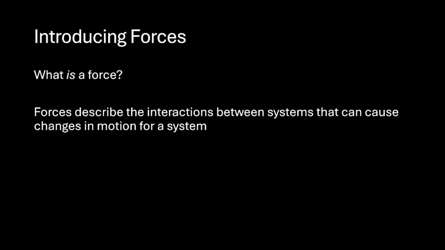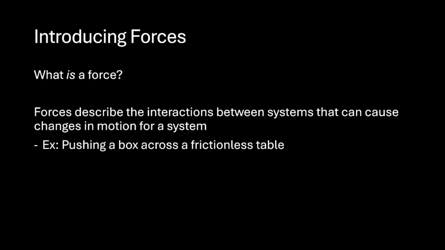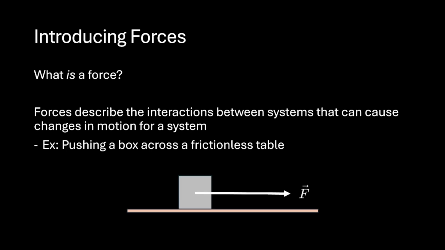So what is a force? Forces describe the interactions between systems that can cause changes in motion for that system. So, for example, pushing a box across a frictionless table, as shown in the illustration. As a future note, since this has an arrow, it has a direction and a magnitude, we always represent forces as vectors with an arrow on top of it.